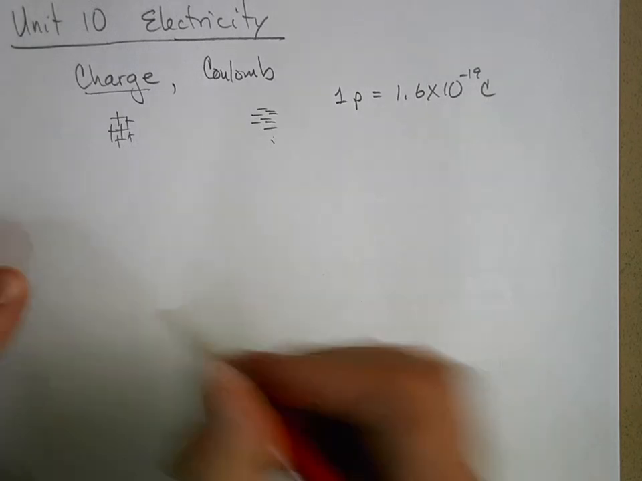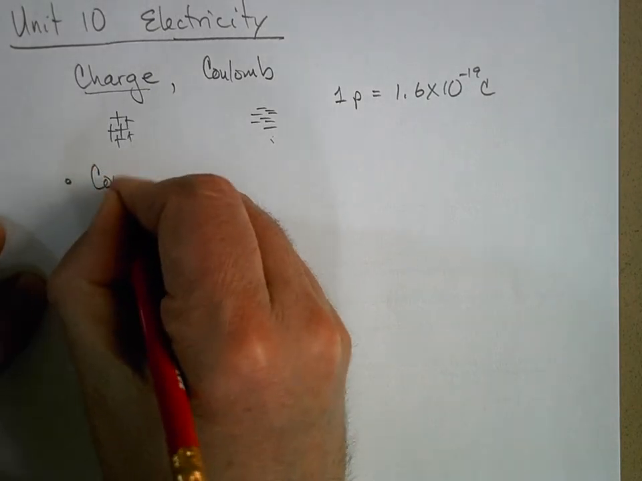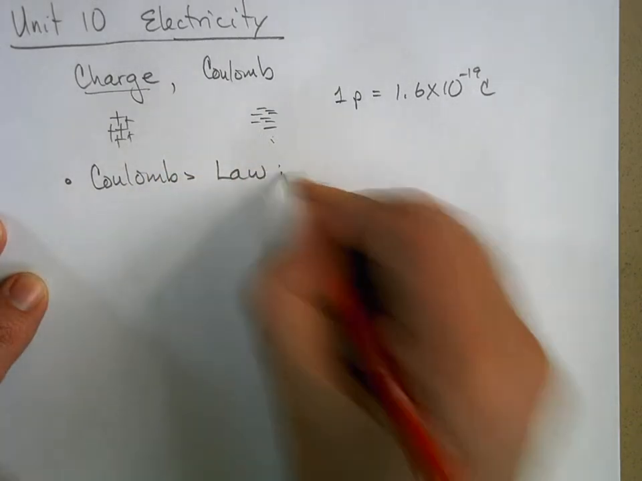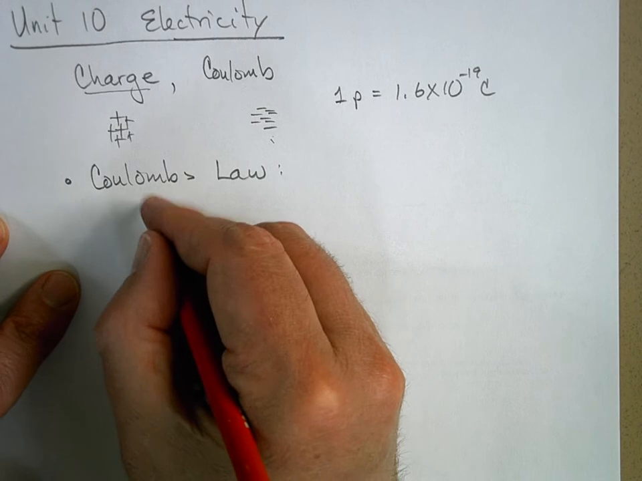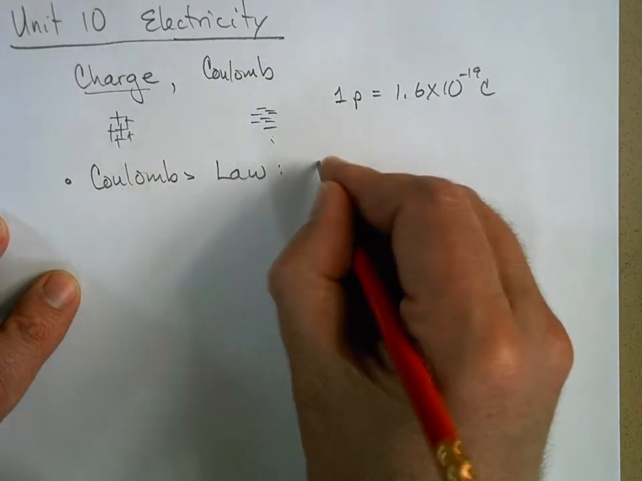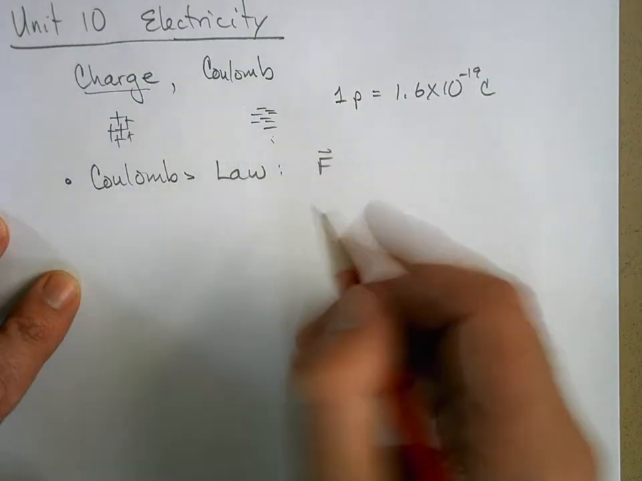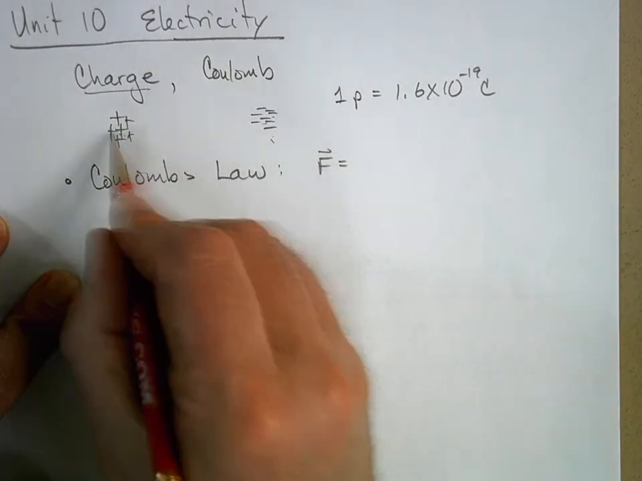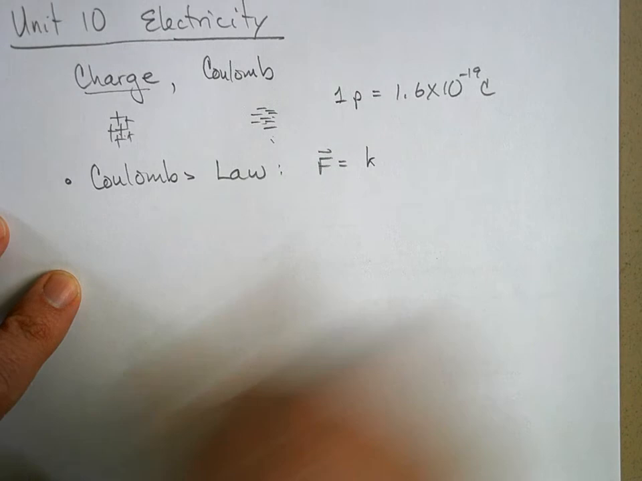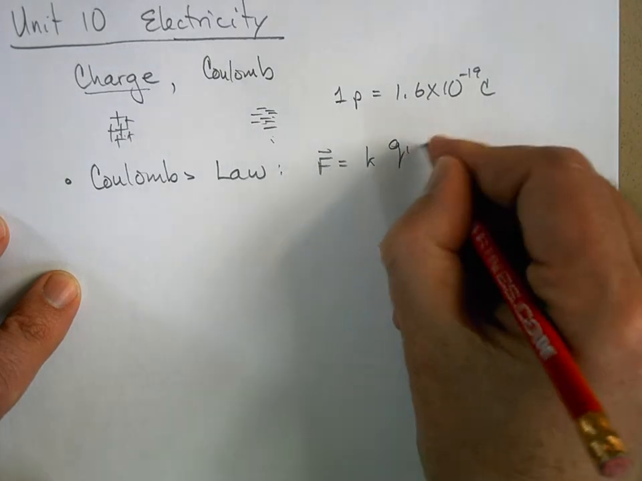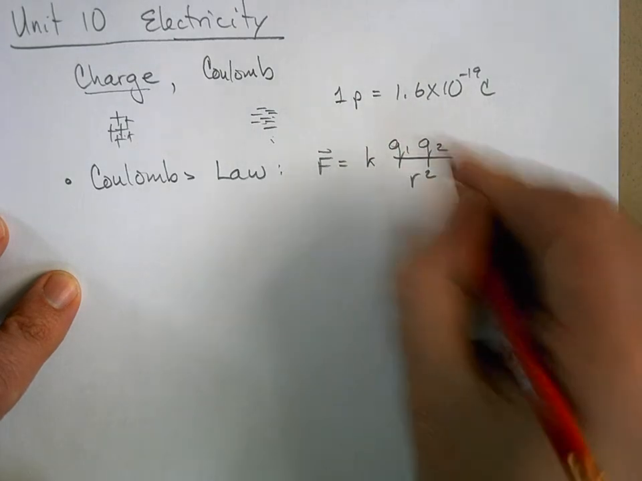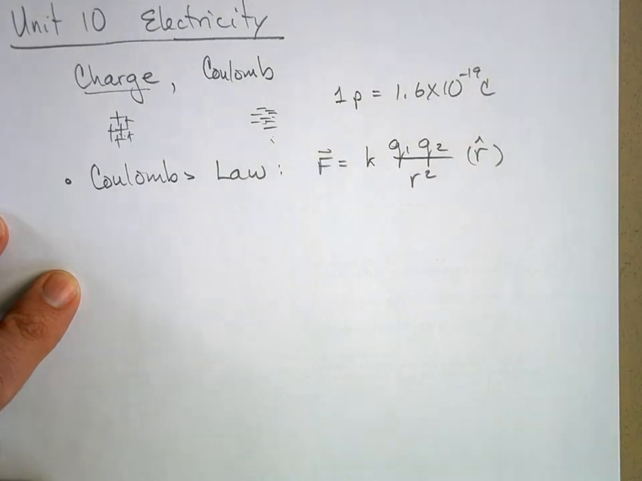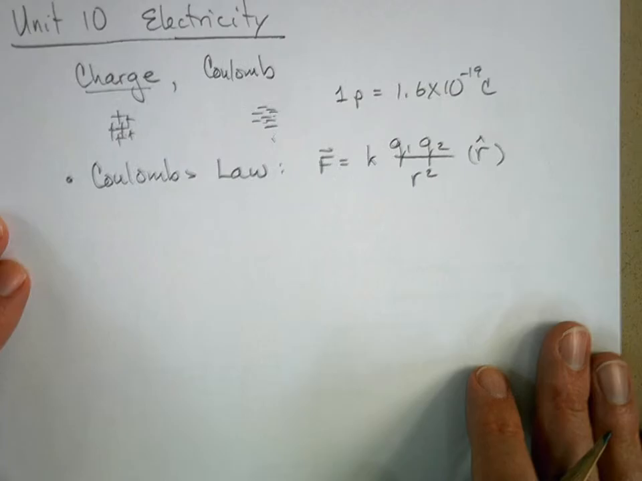I want you to know how to use Coulomb's law, which says that the force of attraction or repulsion between electric charges, if they're concentrated at points in space, is the electric constant times Q1 times Q2 over R squared. Looks just like the law of gravity, in the R hat direction. Know how to use this.